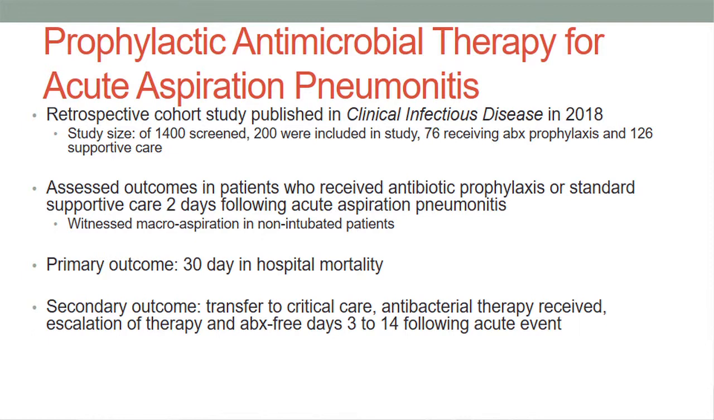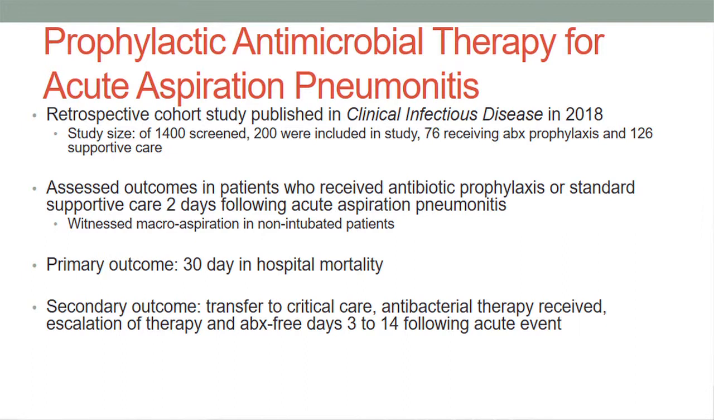And this is another study that was done. It's really the biggest and only study that we have for prophylactic antibiotic use. It was published in 2018 in the Clinical Infectious Diseases Journal. It was a retrospective cohort study that initially screened 1,400 patients and only included 200 in the study, 76 of which had received antibiotic prophylaxis and 126 which received supportive care. They assessed the outcome of the patients who received antibiotic prophylaxis versus the standard supportive care 2 days after the acute aspiration pneumonitis event. And these patients specifically had to have had a witnessed macroaspiration event and were non-intubated.